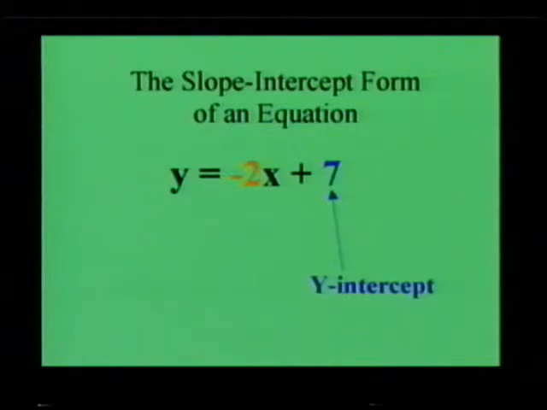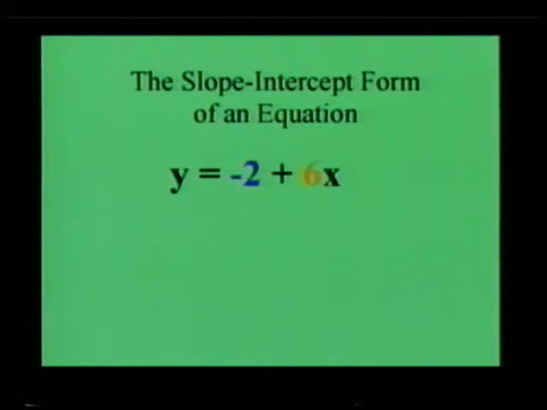Oh, I did the y-intercept first. The y-intercept is 7, the number sitting by itself. And the slope is the number sitting in front of the x, which is minus 2. You can have a negative slope. It's negative 2. Okay, let's see if I can fool you.